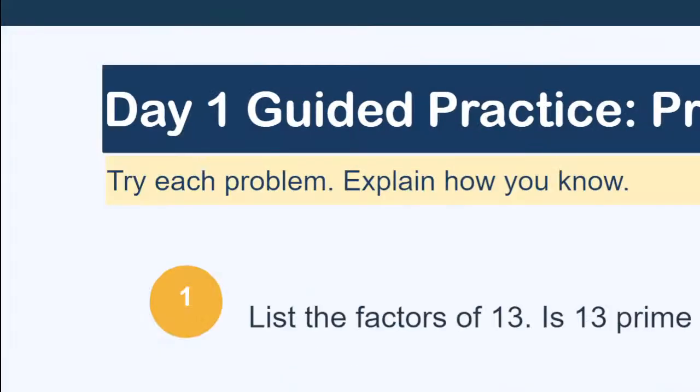Okay, the next one. This is the practice. Number 1, list the factors of 13. Is 13 prime or composite? Number 2, list the factors of 18. Is 18 prime or composite? Number 3, is 1 prime, composite, or neither? Number 4, which are prime? 2, 9, 11, and 21. And then work on this with your teacher partner for your reasoning.